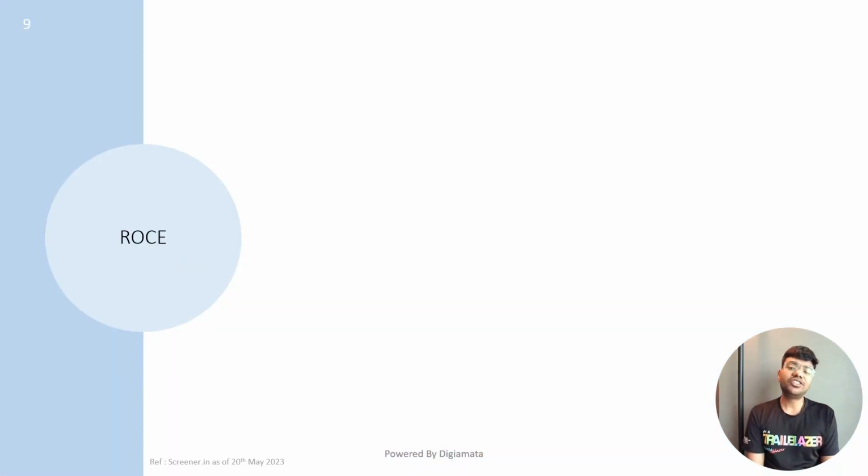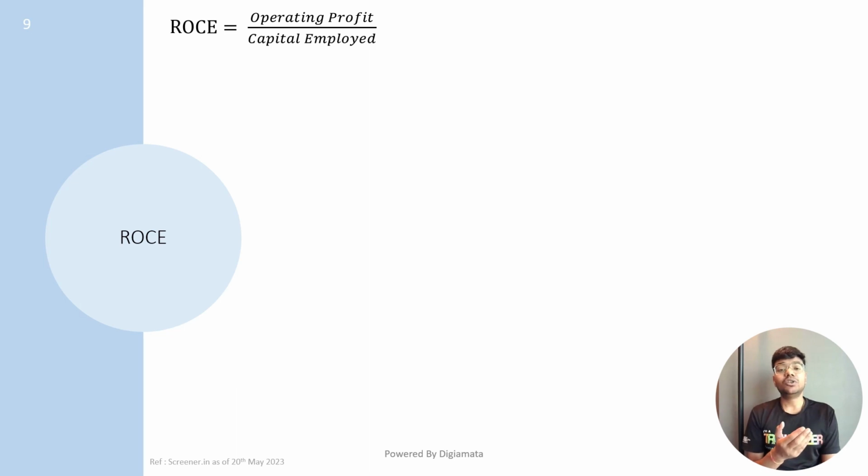Now the second financial ratio for today's lecture would be your ROCE. ROCE means return on capital employed. Okay. So the formula would look something like this. ROCE is your operating profit divided by your capital employed. Now, operating profit we have learned multiple times and it's pretty clear by now. But what is your capital employed? The physical significance of capital employed means how much money am I putting in the business.